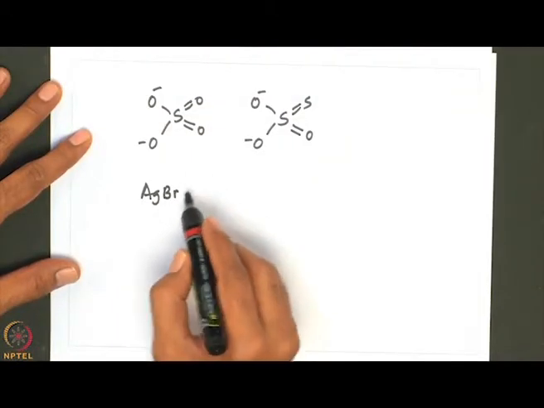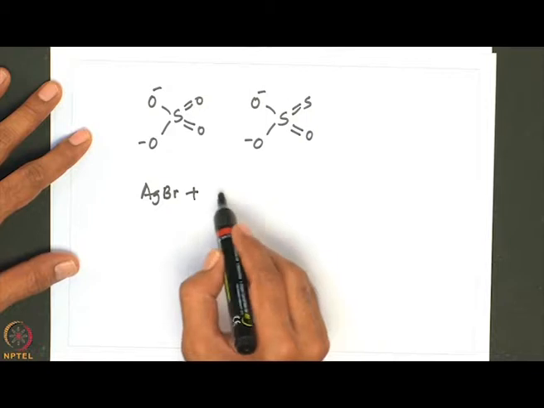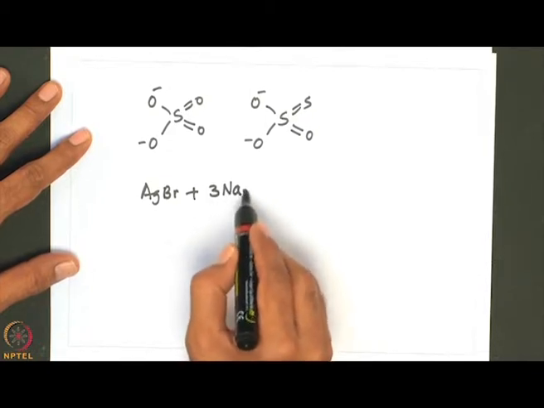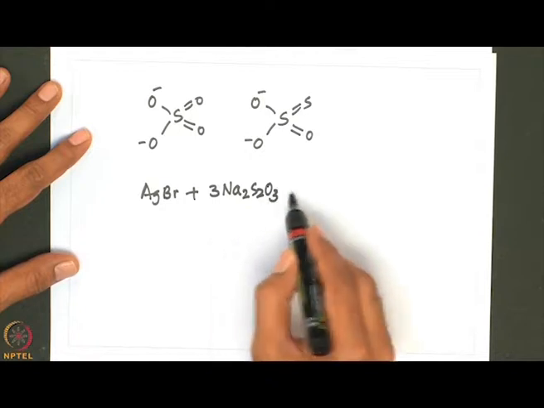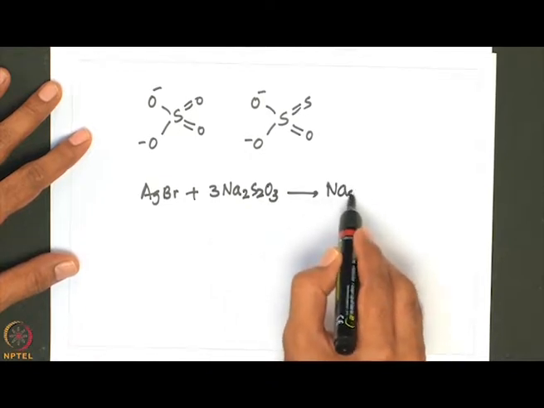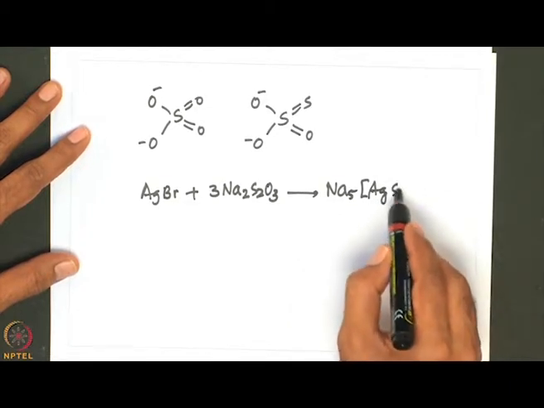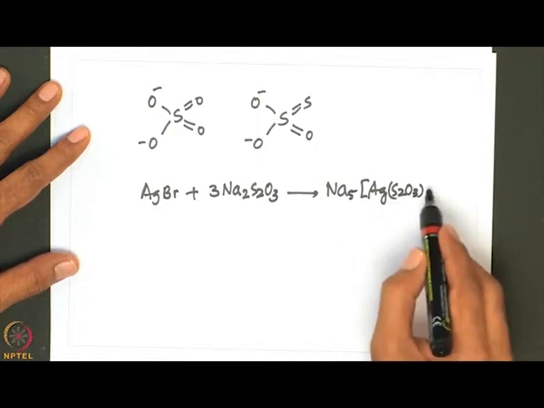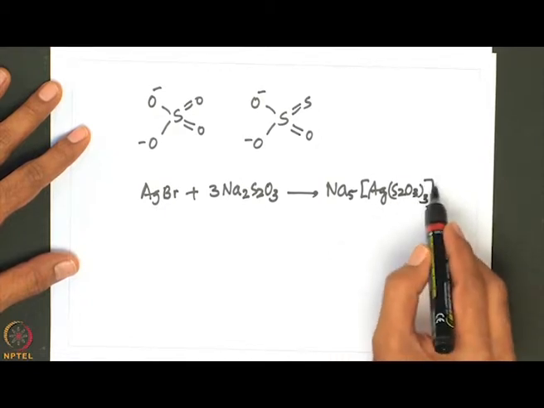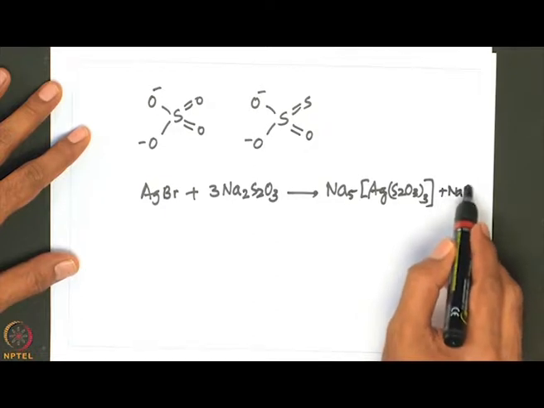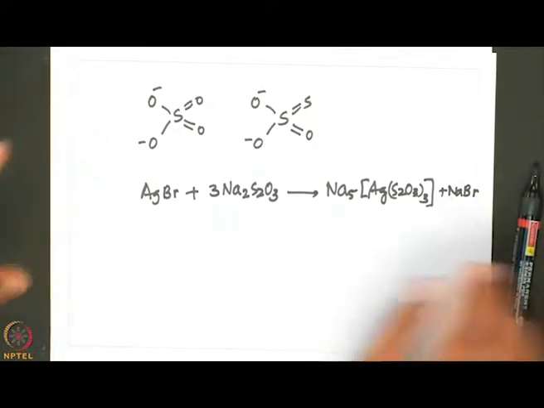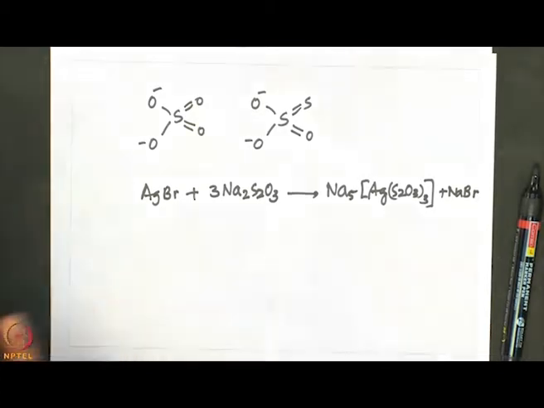For example, AgBr, when it is treated with sodium thiosulfate, it was forming a silver complex. So, that means unchanged silver bromide was essentially removed using sodium thiosulfate.